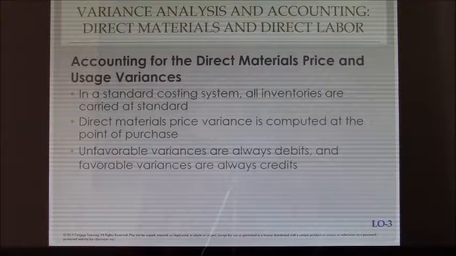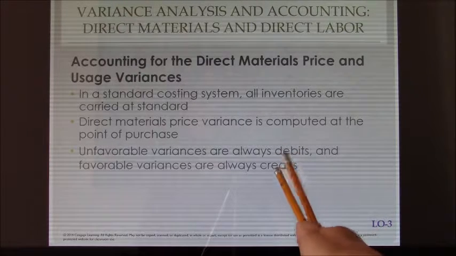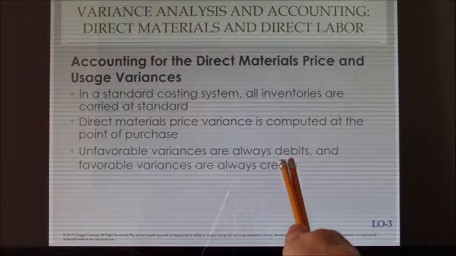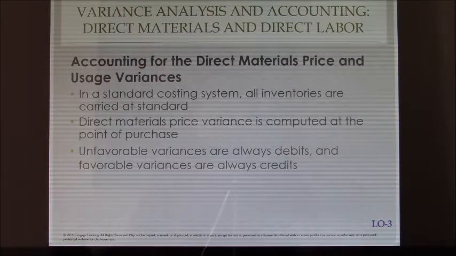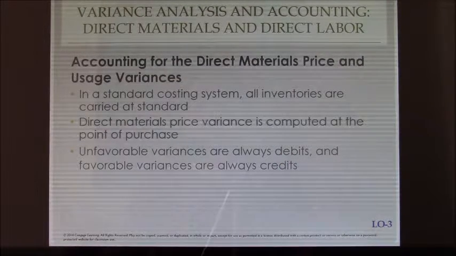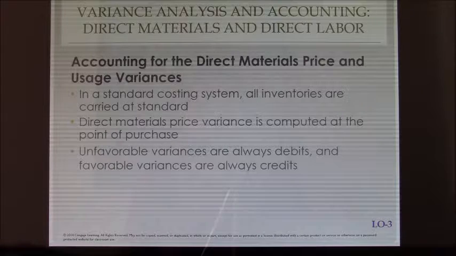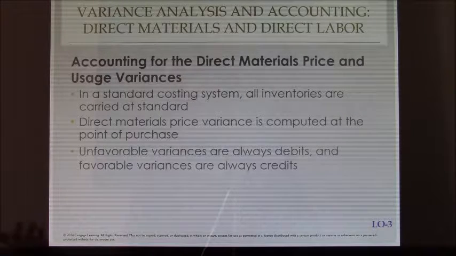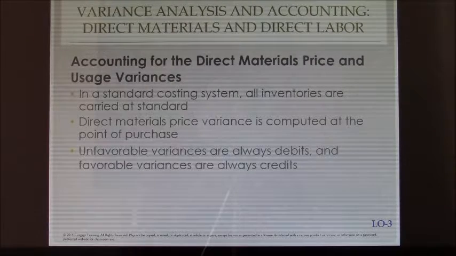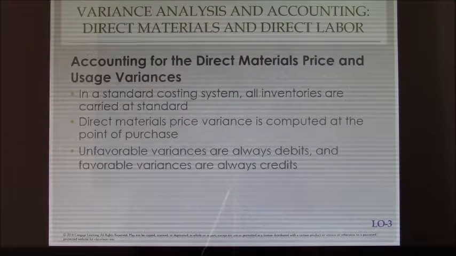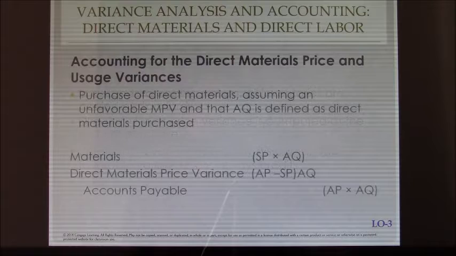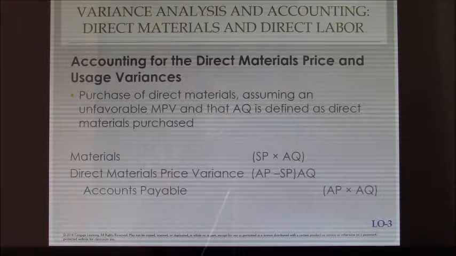So the way I remember it is unfavorable variances decrease net income. So they're like an expense. So they're debits. Favorable variances are always credits. So it's kind of like income increasing. That's how I remember credits. That's what increases them. All right.